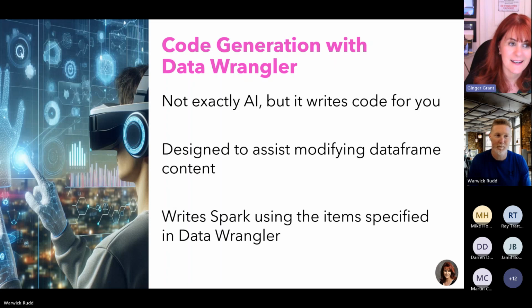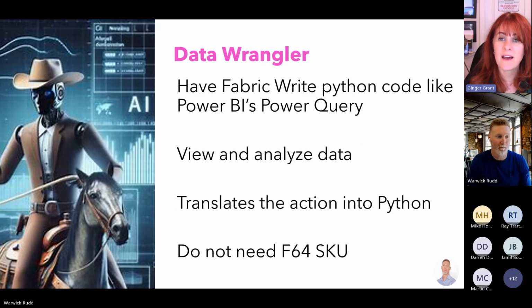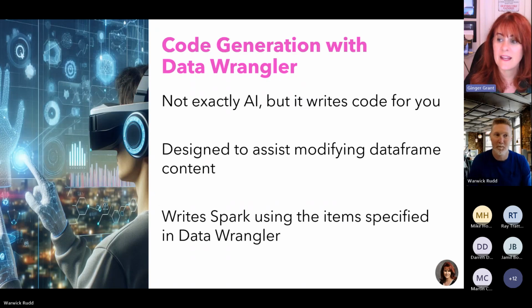Now, technically, it's not AI because you can use it in any F SKU. It does write code for you though, and the kind of code that it writes is code that you would find for doing different kinds of data transformation tasks, like maybe changing a column name or a data type. It's to assist you in modifying your data frames, and it writes Spark code for you and puts it inside of your notebook.